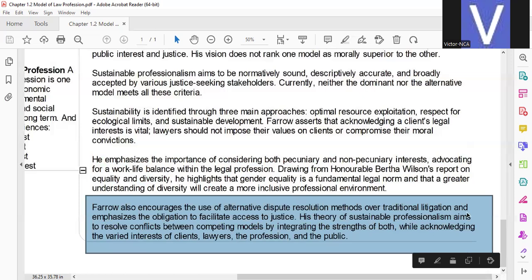His theory of sustainable professionalism also aims to resolve conflicts between competing models, and this is done by integrating the strengths of both while acknowledging the varied interests of clients, lawyers, the profession, and the public.